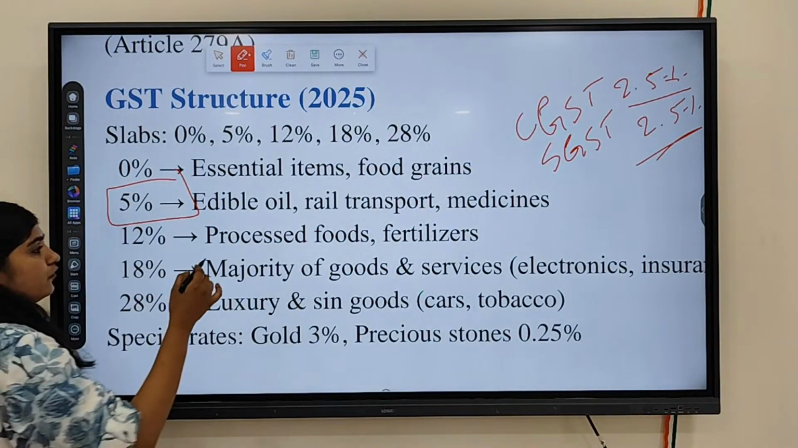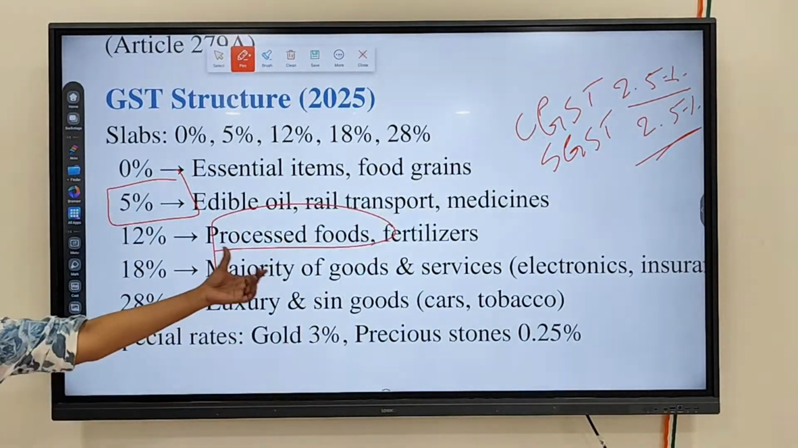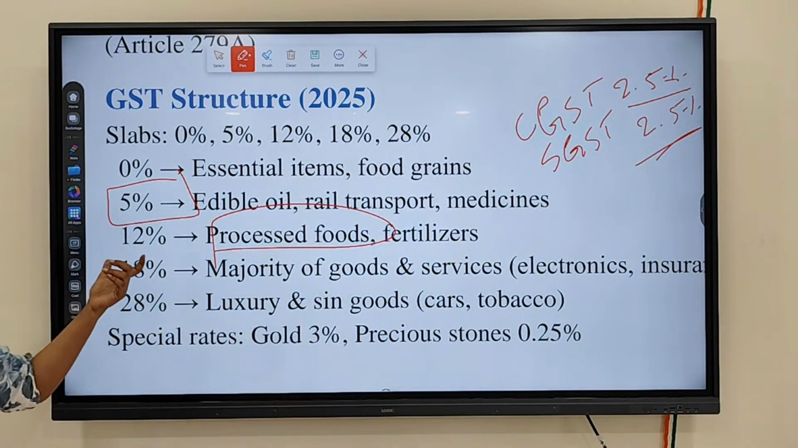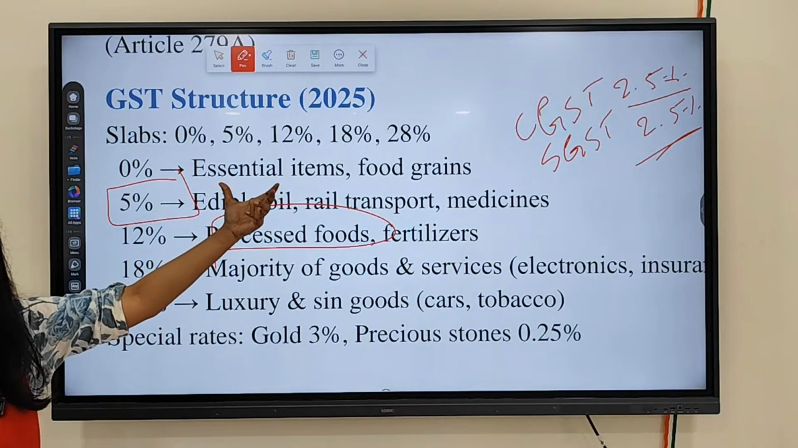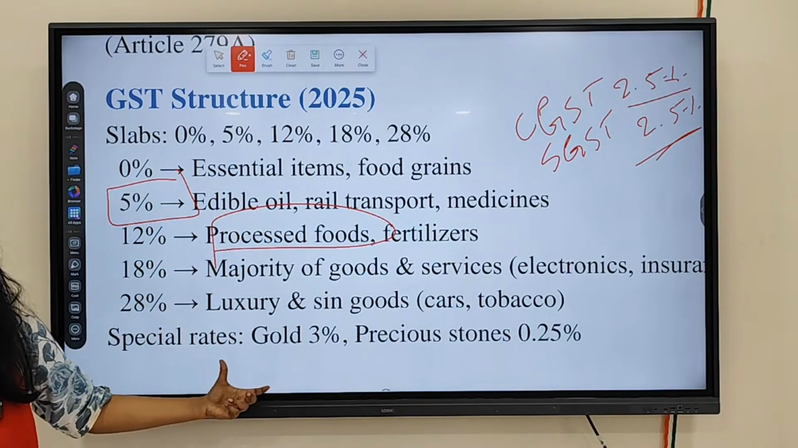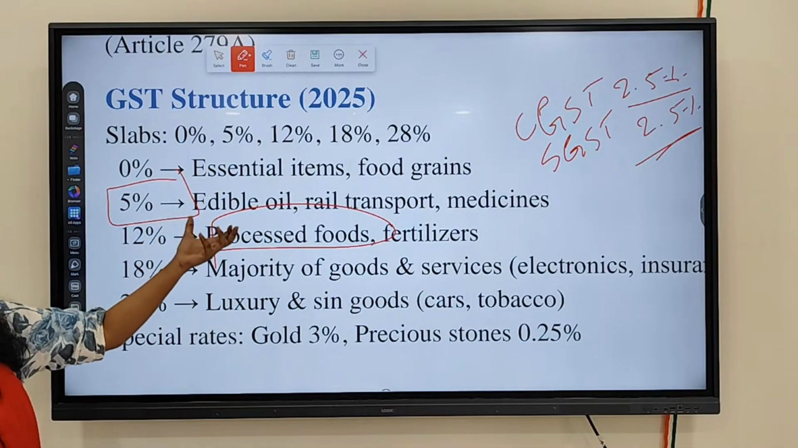Next, processed foods, frozen foods, that will be 12 percentage. Have you seen that Nirmala Sitharaman has announced that for caramelized popcorn it is 18 percentage? I've seen that. The higher the luxurious goods, the higher the GST. For essential goods, it is 0 or 5 percentage.